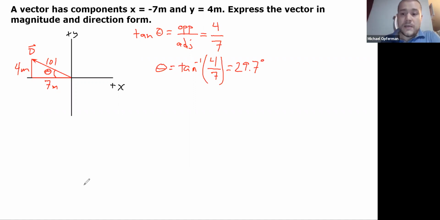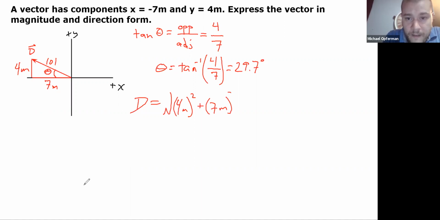Now, the other thing I need is the hypotenuse of the triangle. Easiest way to get it is probably using Pythagorean theorem in this case. So the magnitude of vector D is equal to square root of 4 squared plus 7 squared. And that is 4 squared plus 7 squared equals square root 8.06.